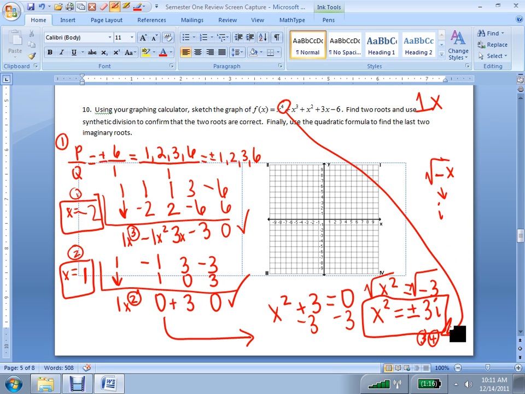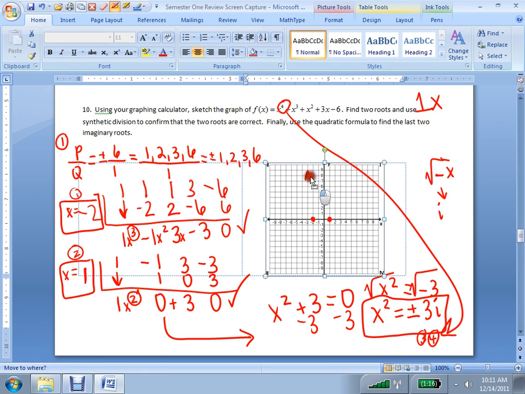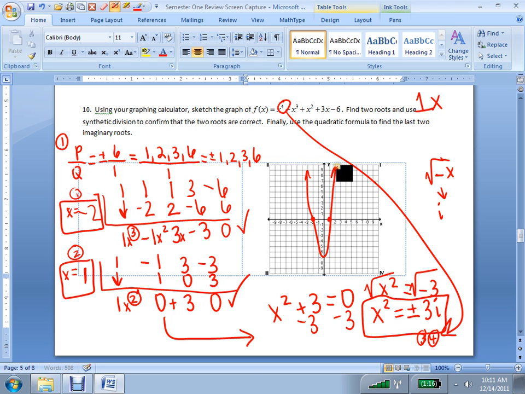Okay, so now what you have to do is graph it. So let's just take this -2 and graph -2. And then you have 1 and graph -1. I don't really know where plus or minus 3i is, so you could just kind of graph it. Oh, that was really bad. It'll go up, so you have to make sure that the arrows point up. And that is how you do number 10.